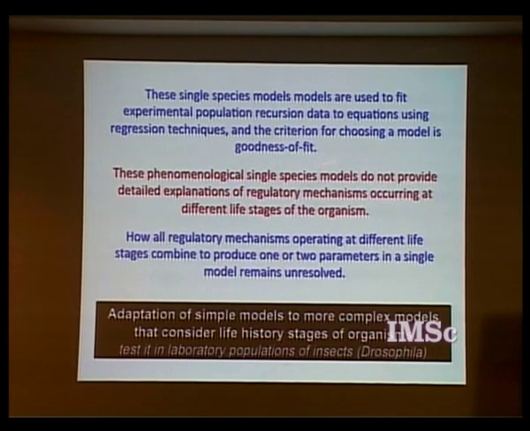They fit experimental population recursion data to equations using regression techniques, and the only criterion for choosing a model is goodness of fit. But they actually do not provide any detailed explanations of the regulatory mechanisms that are occurring at very different life stages of organisms.